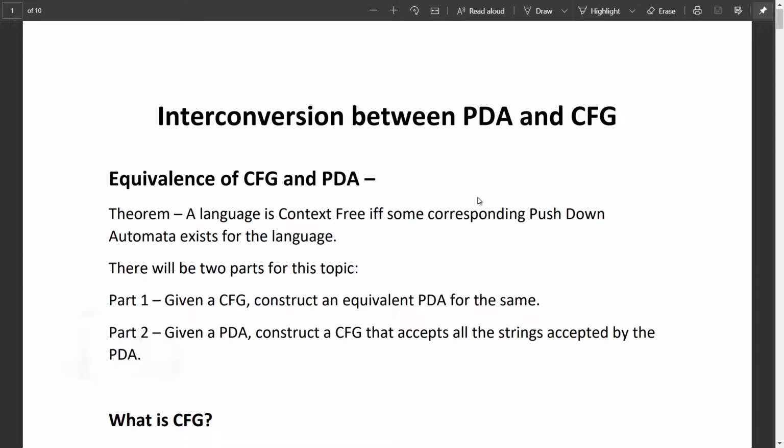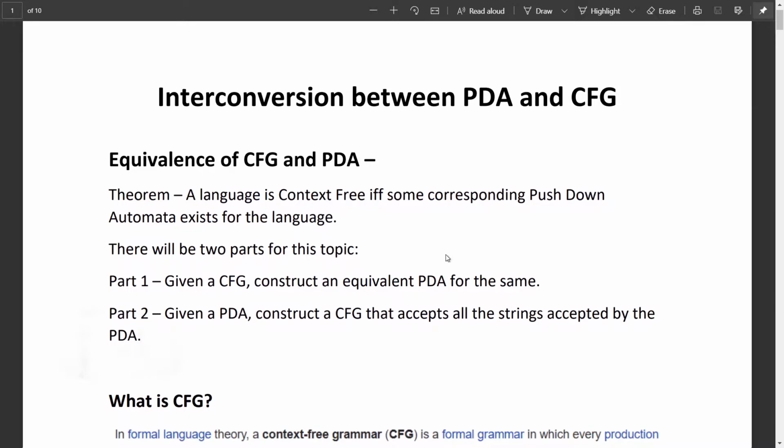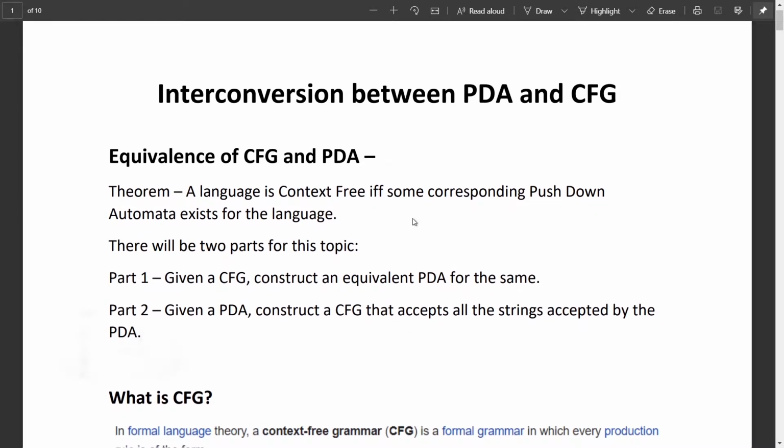Hello guys, I am Varun and today I'll be covering the topic interconversion between PDA and CFG. First of all, I'll just basically give you an introduction of what I will cover in this video.